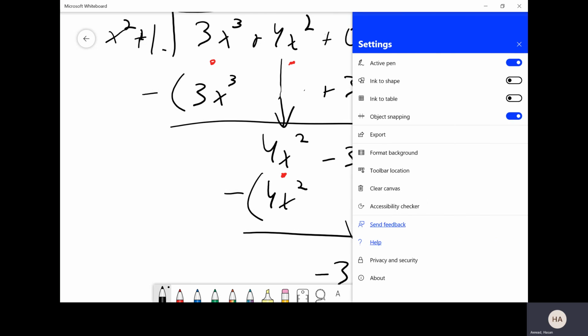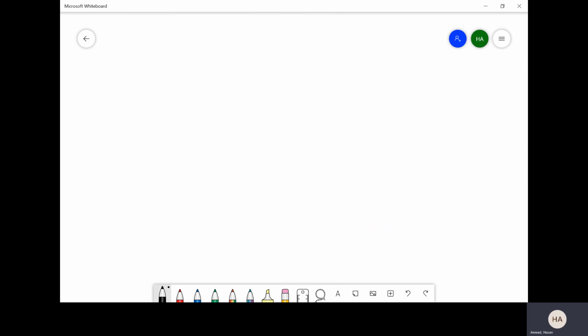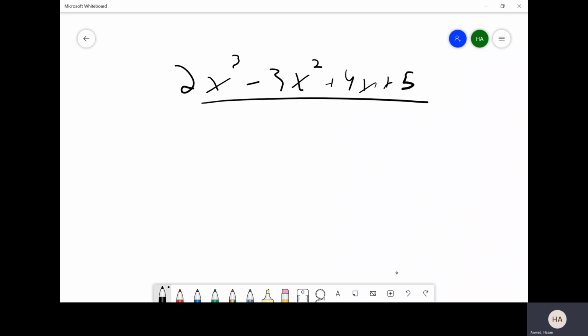Okay. So with that being said, let's jump to our last classwork assignment. Our last classwork assignment is 2x cubed minus 3x squared plus 4x plus 5, all divided by x plus 2. This one's not so bad. There's no x squareds that you're dividing by like in the last example. It's just to test your ability to make sure you understand how to do polynomial long division. So give this a shot. See what you can come up with.